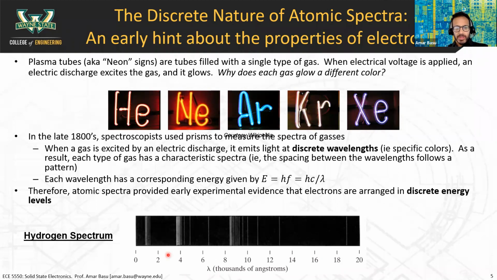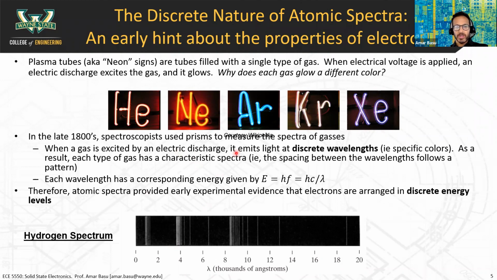All right, so this is what the hydrogen spectrum looks like. It looked like a bunch of lines like this, and the lines had very specific spacings between them. So this was quite the puzzle. It's quite interesting.